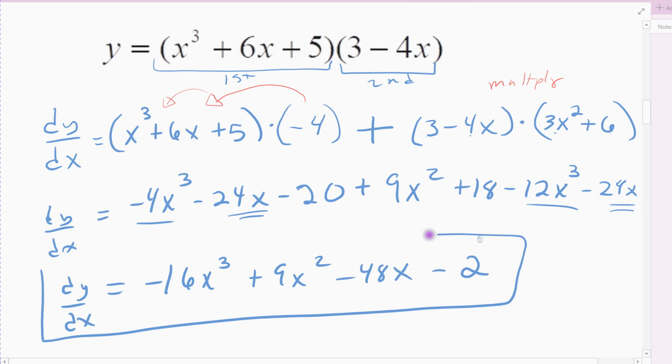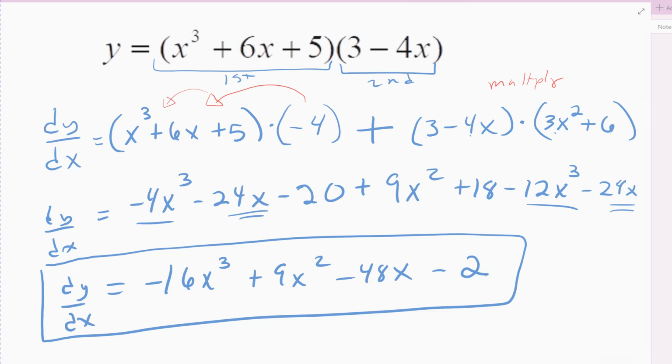All right, so this one's a little more complex, but I started out with a little more complex. I started out with a cube and I ended up with a cube. So I've got my negative 16x cubed plus 9x squared minus 48x minus 2 as the derivative of that function, using the product rule and then simplifying algebraically.